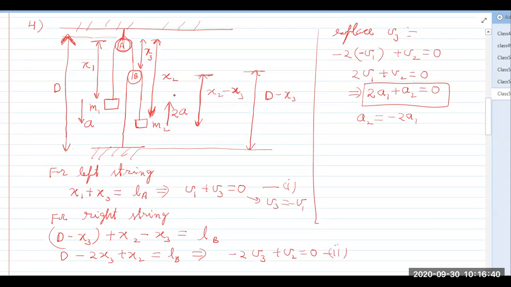So in this example, you can see what we have done. We have first related the left string, then we have related the right string. While doing the whole thing, you have to take care that whatever distance you are writing, you need to write with respect to some fixed point. So that we have done, and finally we have related a1 and a2. We have replaced the a3 part, and this we have got.